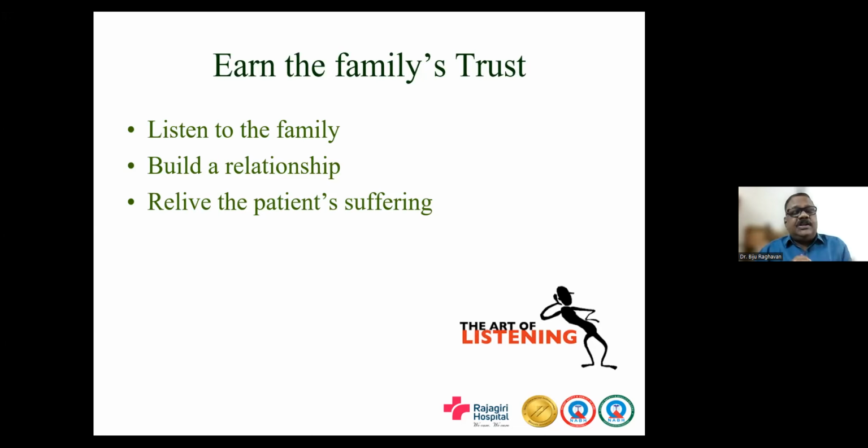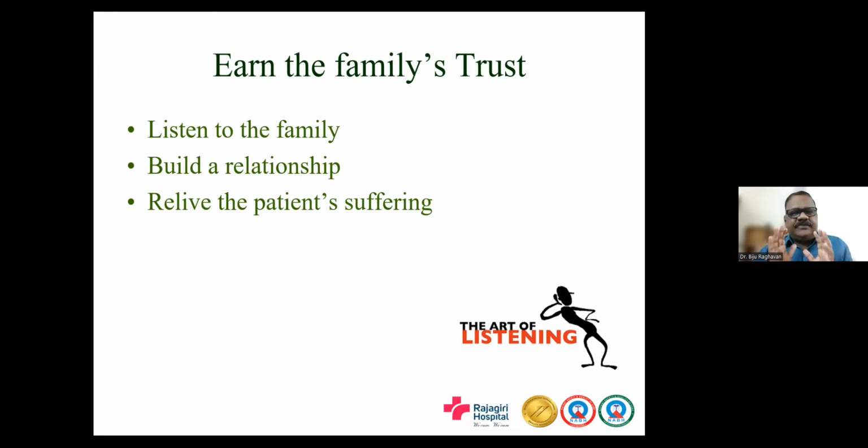But that is not enough. All the things that you are learning as part of relieving the patient's suffering, palliating the patient's symptoms, that is going to really get you the trust of the family. So as early as possible, aggressively relieve the patient's symptoms, the patient's suffering, and then the patient's family will really start trusting you. So it's a mix of everything.